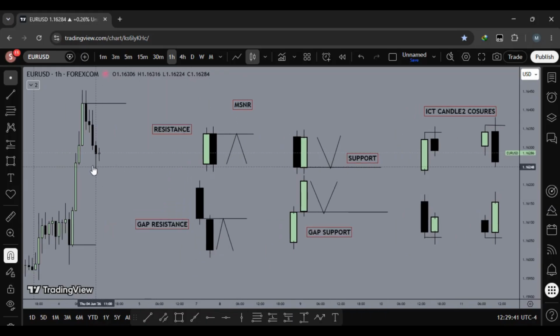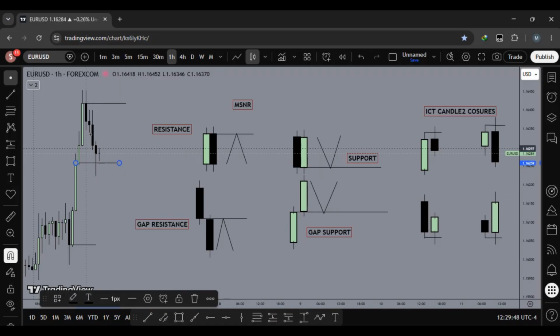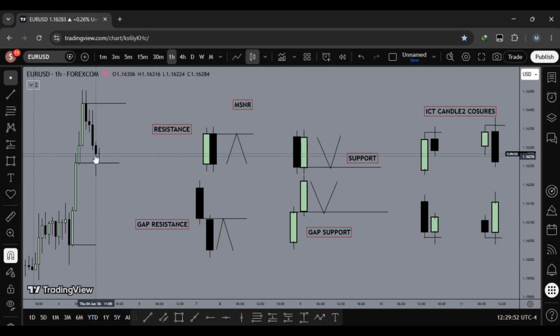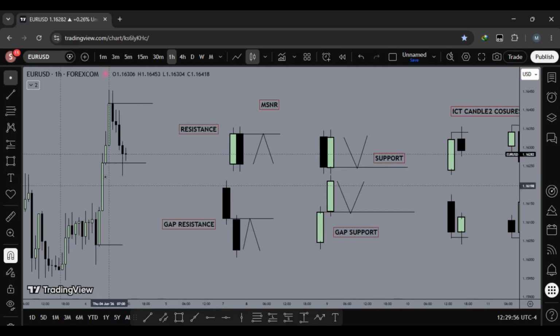And for gap, look at the gap here. See this gap, this is a support. Now you see how price rejected. This is a sign that this support is going to be respected. Price will respect the support. Okay, and that's for bullish.